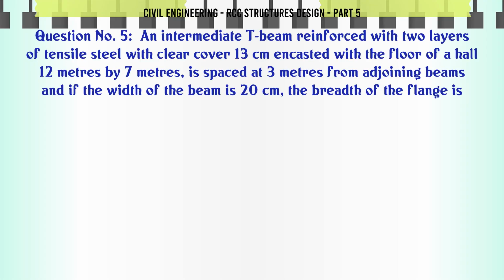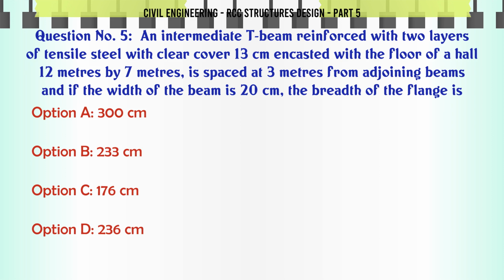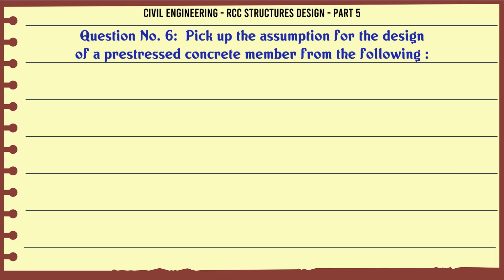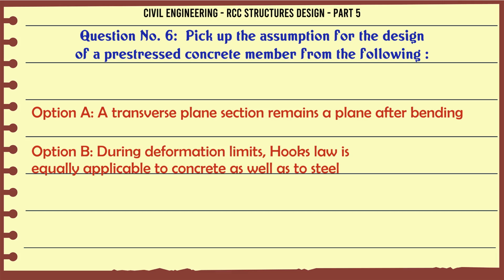An intermediate T-beam reinforced with 2 layers of tensile steel with clear cover 13 cm, encasted with the floor of a hall 12 meters by 7 meters, is spaced at 3 meters from adjoining beams, and if the width of the beam is 20 cm, the breadth of the flange is A 300 cm, B 233 cm, C 176 cm, D 236 cm. The correct answer is 176 cm.